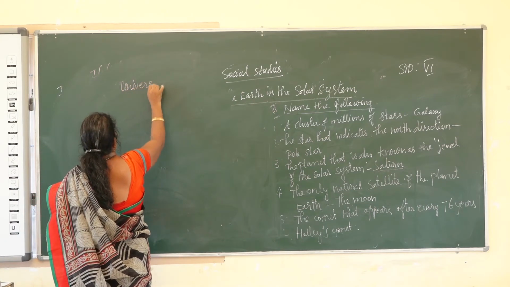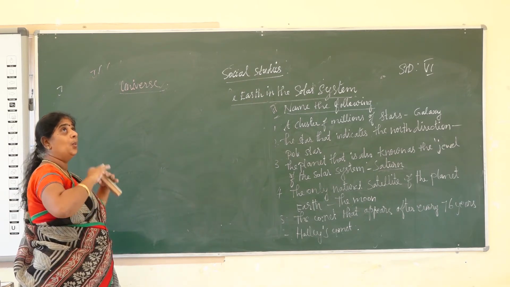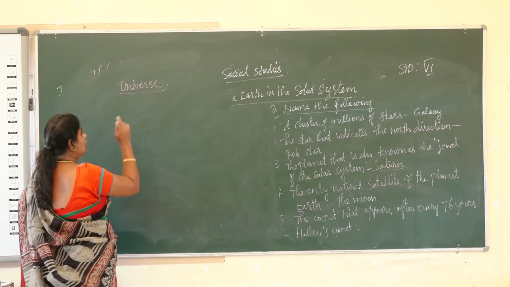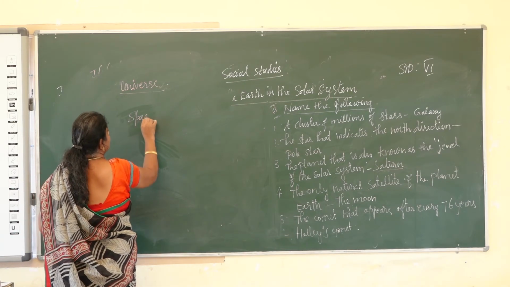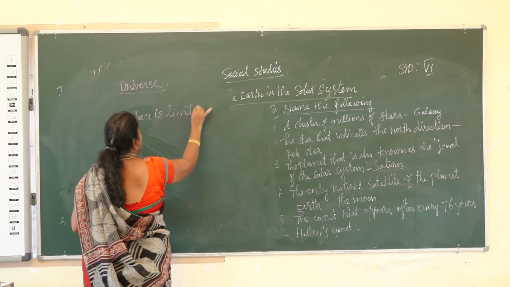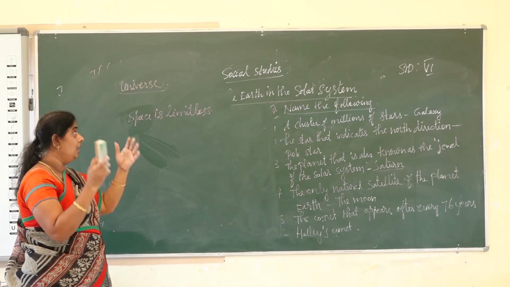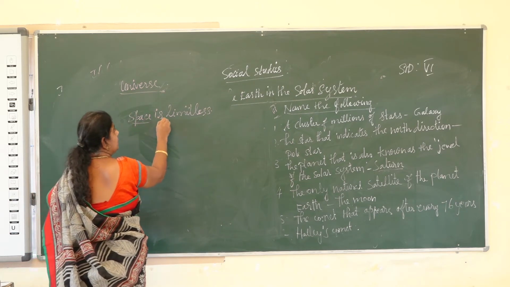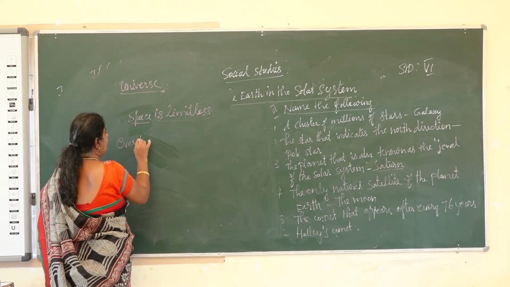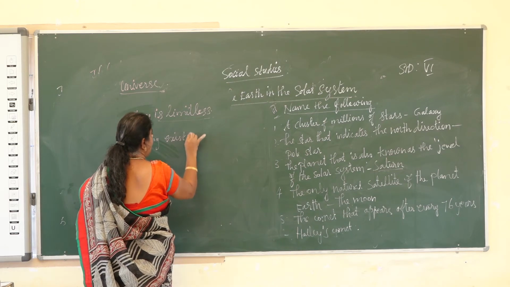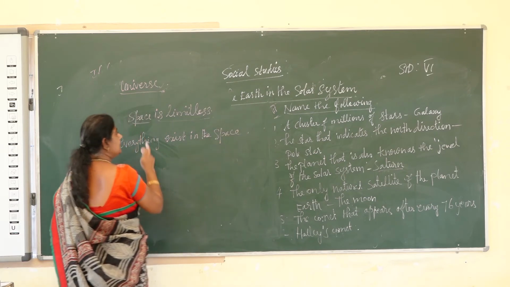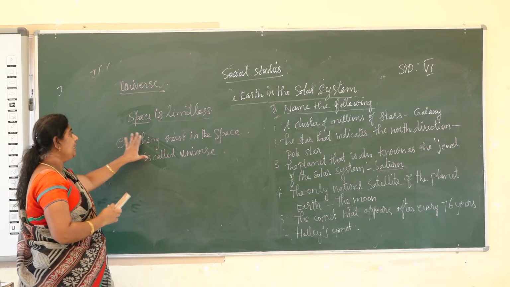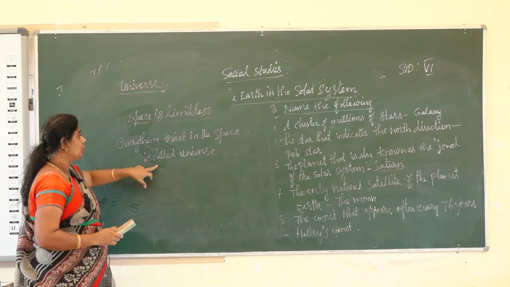Universe. What is the universe, children? When you look at the sky from here, we can see only a certain limit. We cannot see the full space. According to scientists, space is limitless. Everything that exists in this limitless space is called the universe.